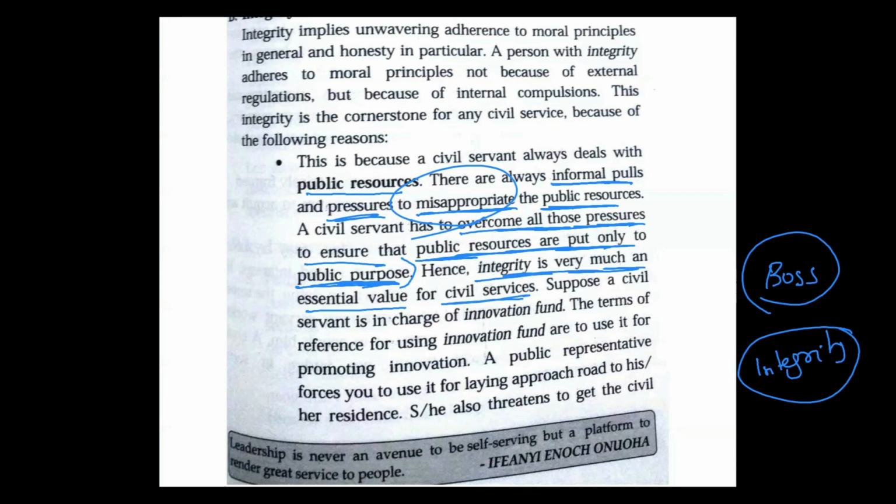Suppose a civil servant is in charge of an innovation fund. The terms of reference for using the innovation fund are to use it for promoting innovation. A public representative forces you to use it for laying an approach road to his or her residence. Meaning, the government is making an innovation fund, like for science and tech, for any innovation. You are in charge. Now a public representative means a political leader. He will force you to use that to build a road to his residence.